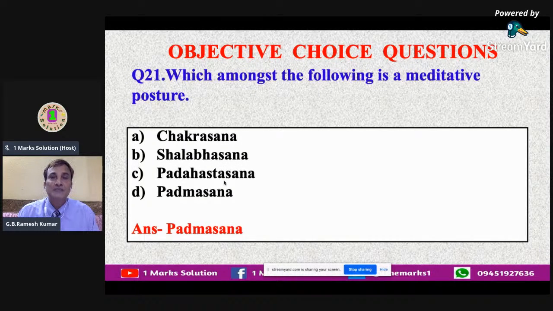As we learn, Sthiram sukham asanam. So comfortably you can stay a longer period, and meditation requires more time to sit without any moving to focus your concentration at a single point. So Padmasana is the one asana you can sit in comfortably. That's the reason we choose Padmasana as a meditative posture. Chakrasana is a difficult one, you can't stay in that one, and Shalabhasana is also difficult, you can't stay more time, and Padahastasana also you cannot stay more time. So Padmasana is the asana that suits a meditative posture.